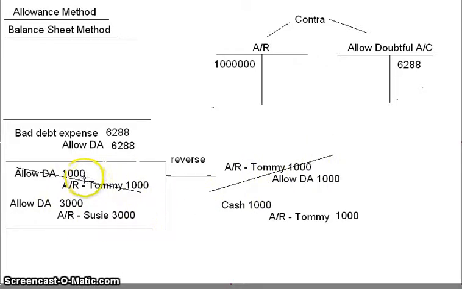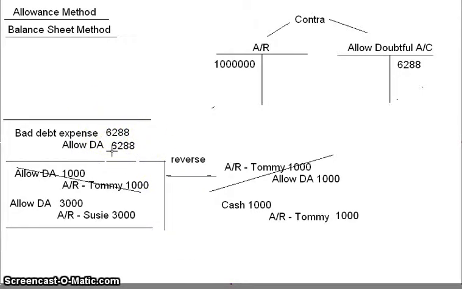Okay, the good news is all the rest of the journal entries would stay the same. You would have allowance for doubtful accounts as you start using it up. You'd reduce the receivables and so on and so forth. Okay, nothing in here would change. The only thing that changes between the balance sheet method and the income statement method, as far as the journal entries go, is going to be how you calculate these amounts.